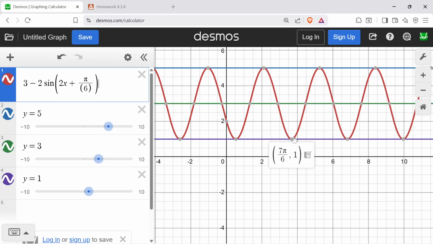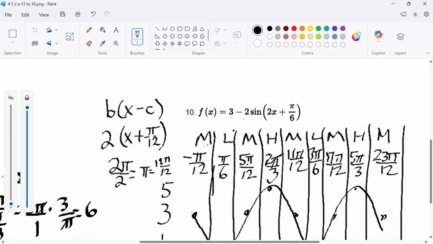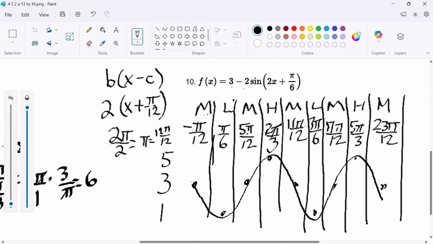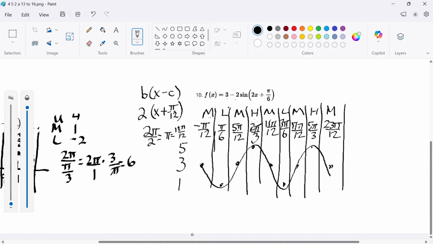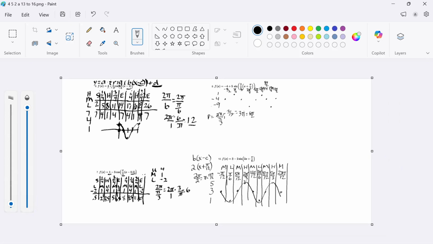And then I go at 7 pi over 6, 17 pi over 12 back to the midline, 5 pi over 3 is at the high, and back to 23 pi over 12 at the mid. So I've got 1 and then 2 cycles. And that one's because it's minus. So because it's minus, it flips it. And that's it. That's how to do cosine and sine, and I even showed you how to handle a mistake.